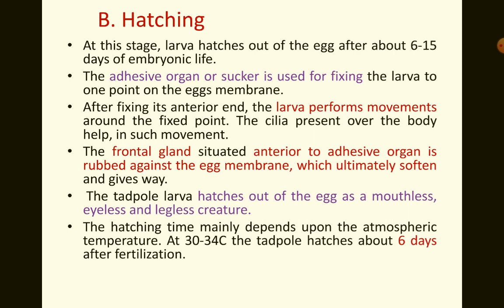Now at this stage the larva hatches out of the egg after about 6 to 15 days of embryonic life, wherein the adhesive organ or the sucker is used for fixing the larva to one point on the egg membrane. After fixing its anterior end, this larva performs movements around the fixed point, and the cilia present over the body help in such movement. The frontal gland, which is situated anterior to this adhesive organ, is rubbed against the egg membrane, which ultimately softens the egg membrane and helps in the process of hatching.